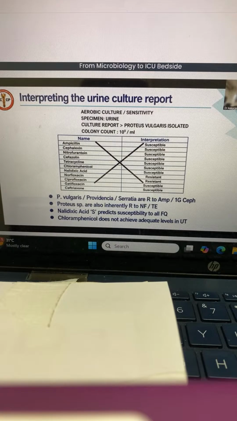Nalidixic acid sensitivity predicts susceptibility to all fluoroquinolones, but your report is showing resistance to the fluoroquinolones. And chloramphenicol does not achieve adequate levels in urinary tract infection. So, from this report, with all this, I don't think I can select any drug. So, for each of the organisms when they're isolated, you need to remember that you cannot blindly jump onto the AST report and start treating. There is intrinsic resistance, there is site, there are other things that matter which always should be remembered.